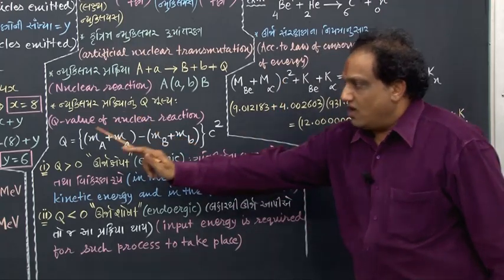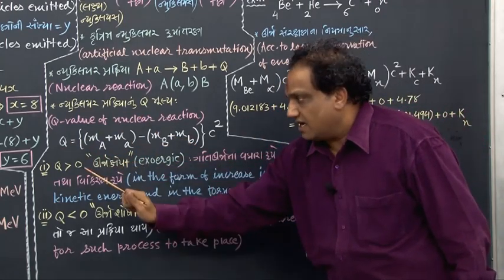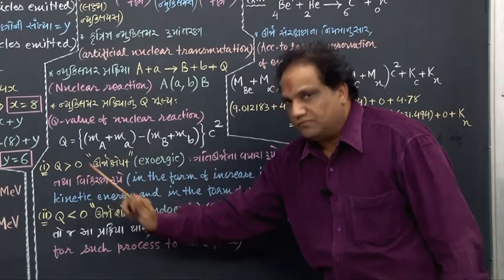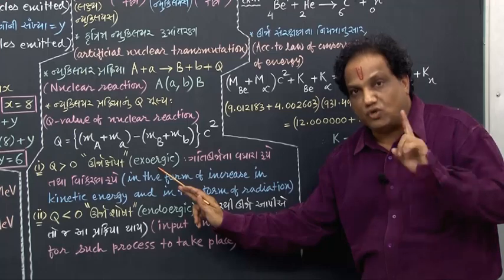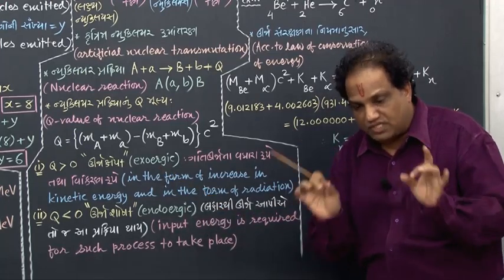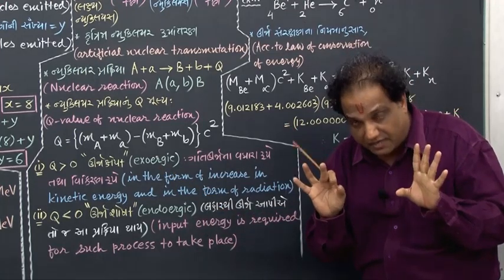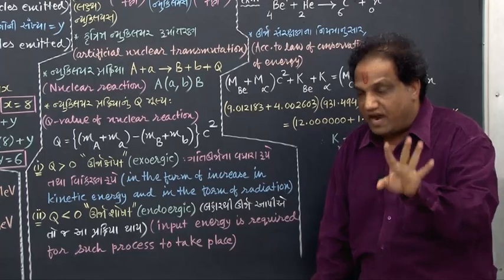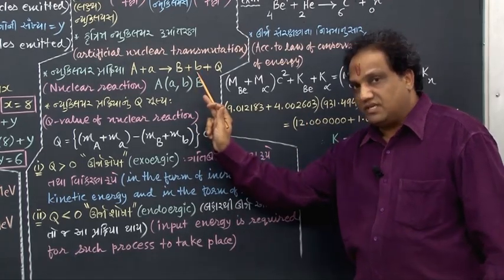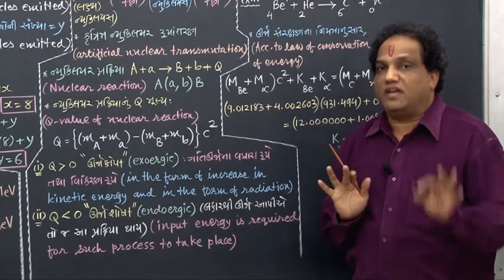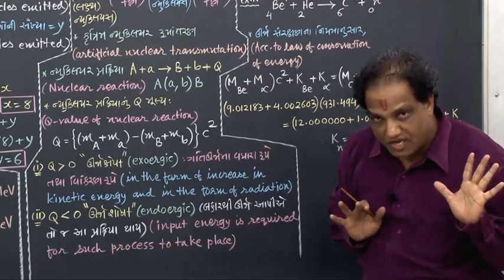Now, if value of capital Q is obtained greater than 0, such a process is called exergic process. Exergic process means that process in which energy will be emitted. That emitted energy we find in the form of increase in kinetic energy of products and also in the form of energy of some radiation, okay?